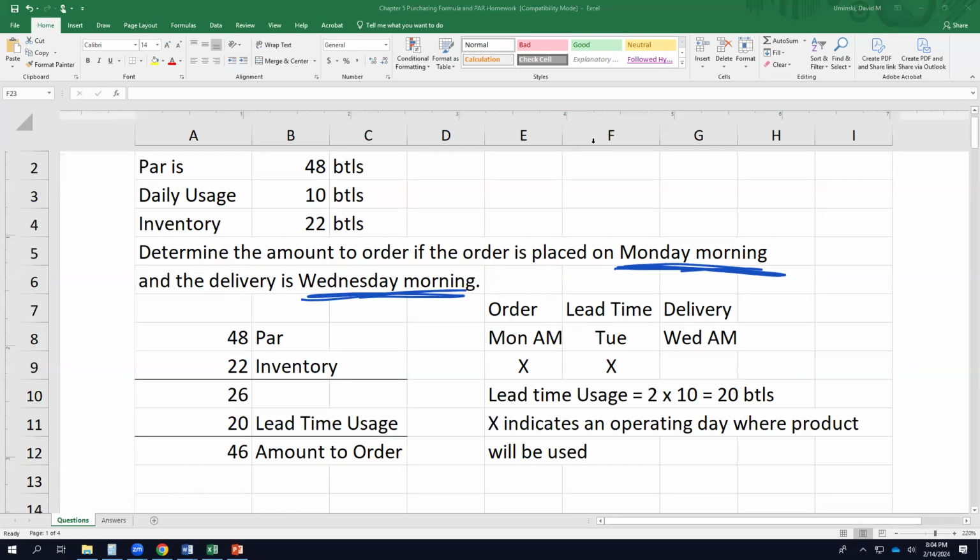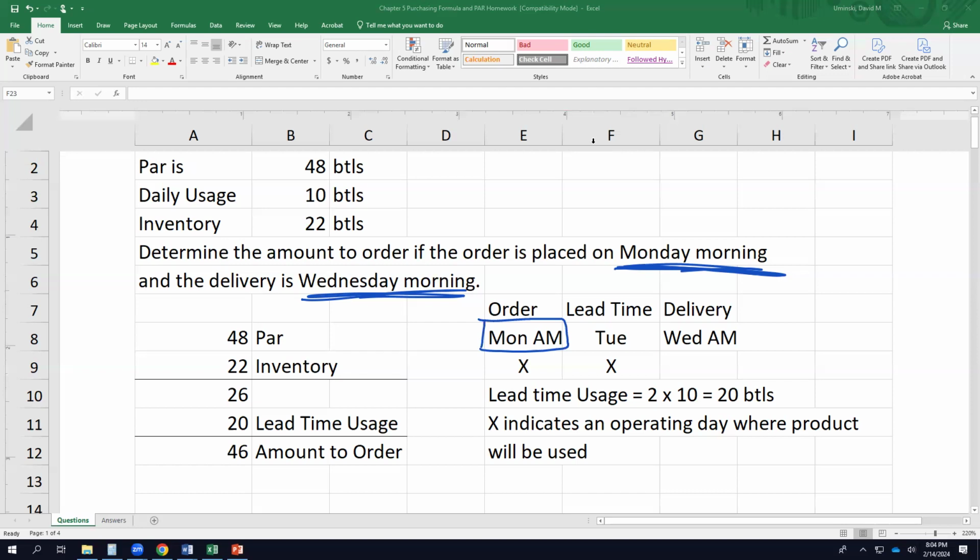Now, for the purposes of this assignment in this class, when I say morning, Monday AM, that means either the delivery or the order happens before we're open for business for the day, okay? If I say PM or night, that means we're already done for the day. We're placing our order at the end of the day after the business is concluded, okay? And that's going to be important in just a moment, and I'll show you why.